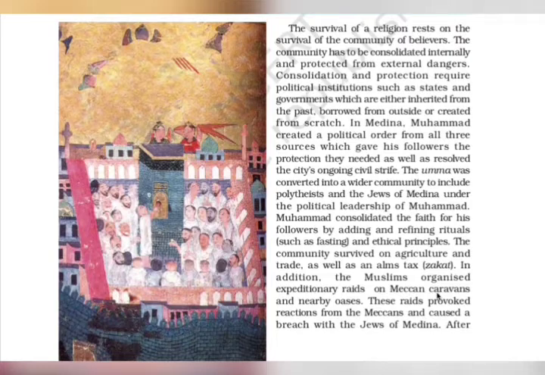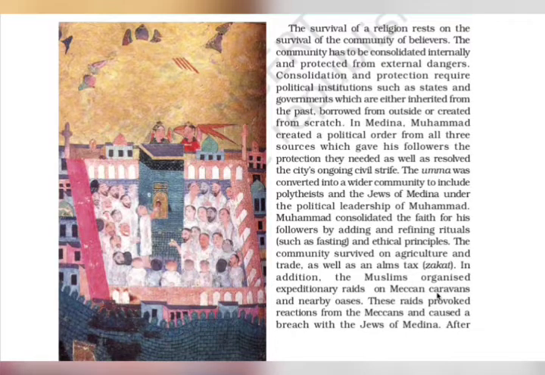The survival of a religion rests on the survival of the community of believers. The community has to be consolidated internally and protected from external dangers. Consolidation and protection require political institutions such as states and governments, which are either inherited from the past, borrowed from outside, or created from scratch. In Medina, Muhammad created a political order from all three sources, which gave his followers the protection they needed as well as resolved the city's ongoing civil strife.